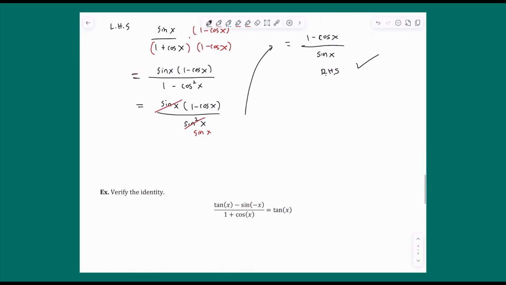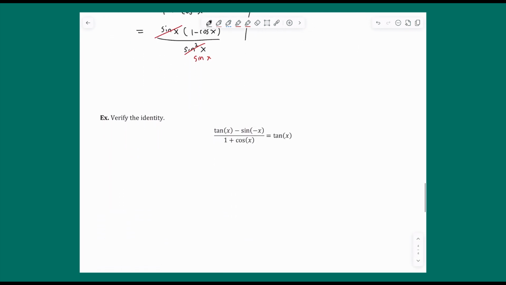All right, one more to go here. So let's verify the identity: tangent of x minus sine of negative x all over 1 plus cosine of x equals tangent of x. Once again, let's use that left-hand side. It looks like it has more to work with there. So tangent of x minus sine of negative x all over 1 plus cosine of x.